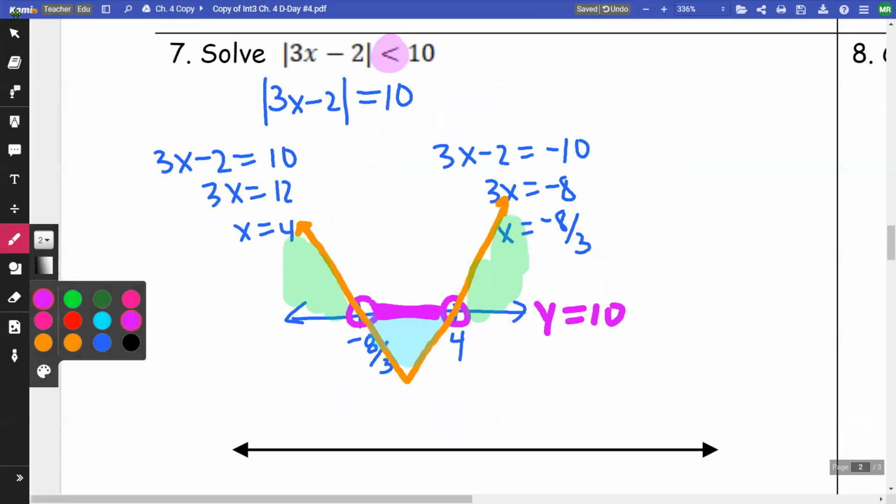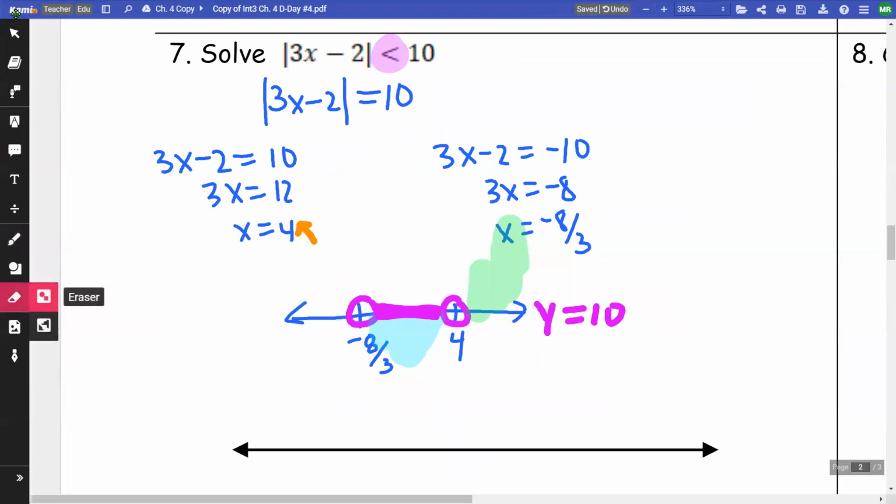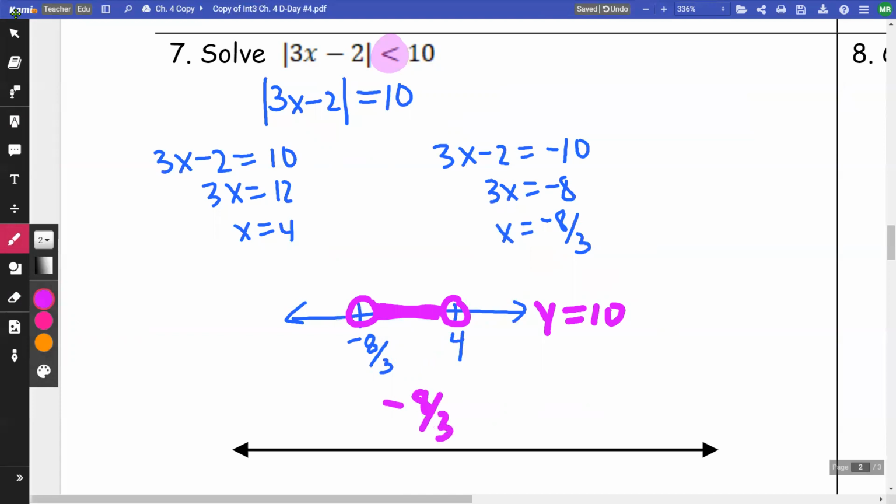So everything I just drew, I just use that as kind of a tool, not part of my answer. Okay. That's my answer. My answer is going to be -8/3 less than x less than 4. That is our answer.